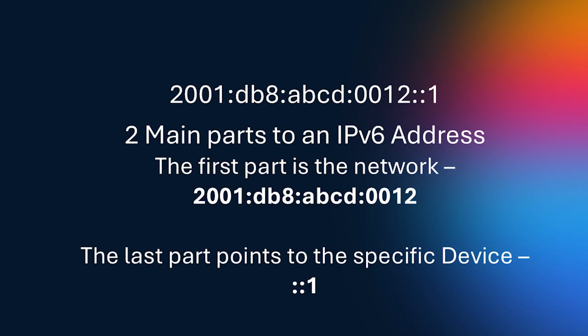For example, in this address, the first part, 2001:DB8:ABCD:12, is the network. And the last part, :1, points to the specific device. This split between network and device makes it easier for routers to send data to the right place quickly. IPv6 also includes space for a subnet ID in the network portion. Most small networks never use or notice this, but it's built in so larger networks can divide their address space into smaller sections when needed.